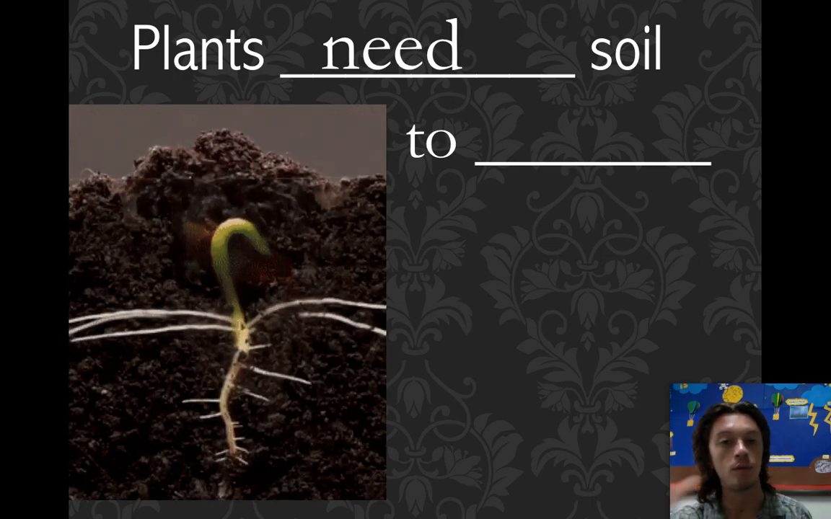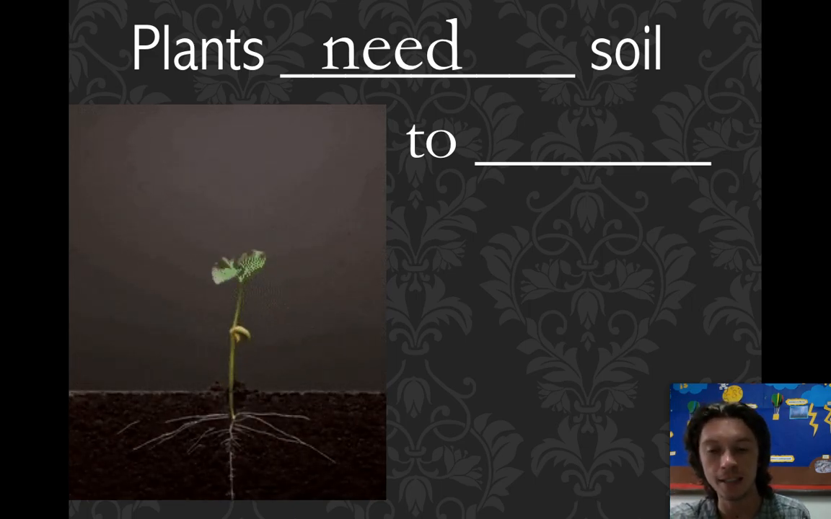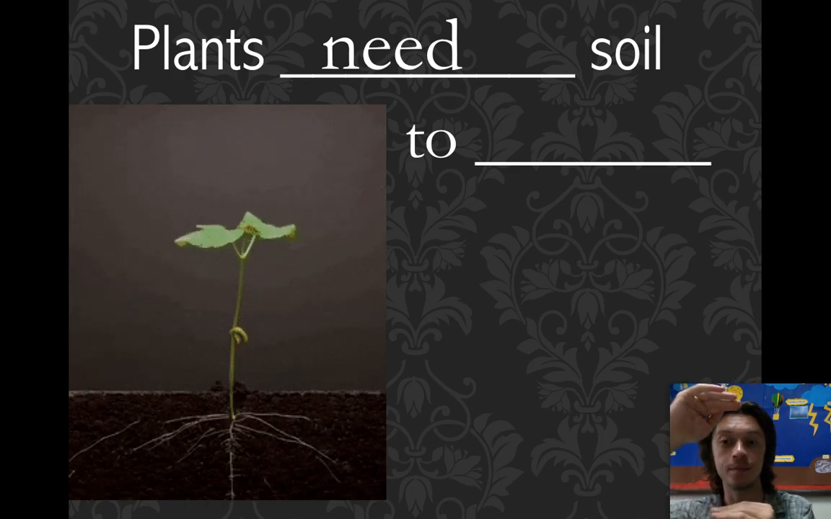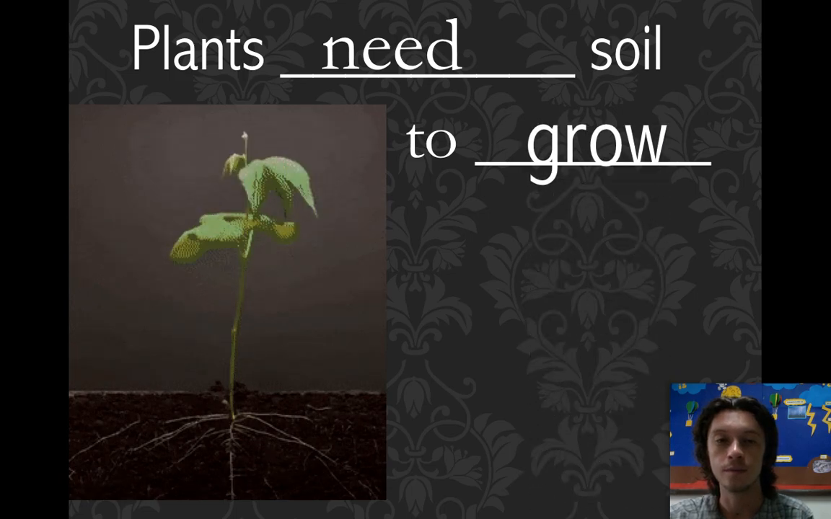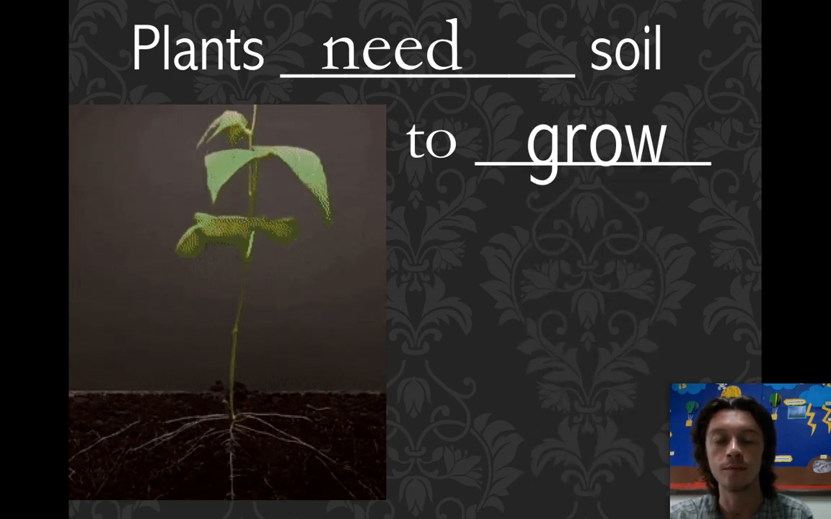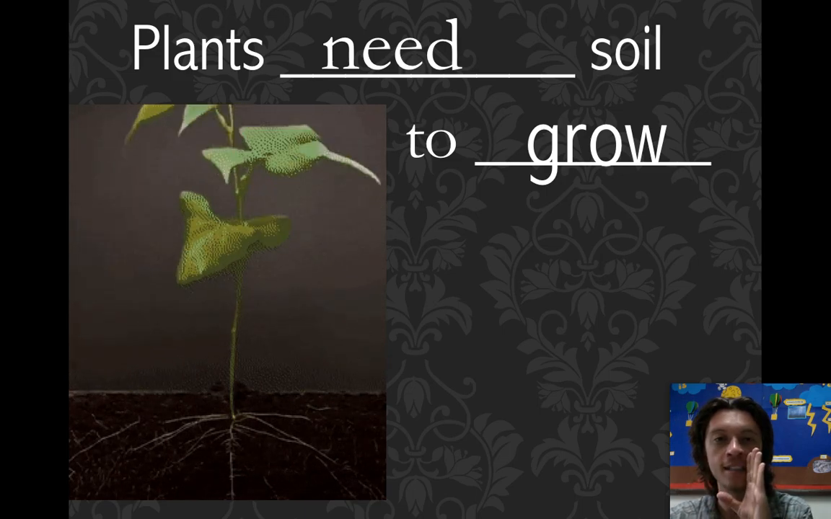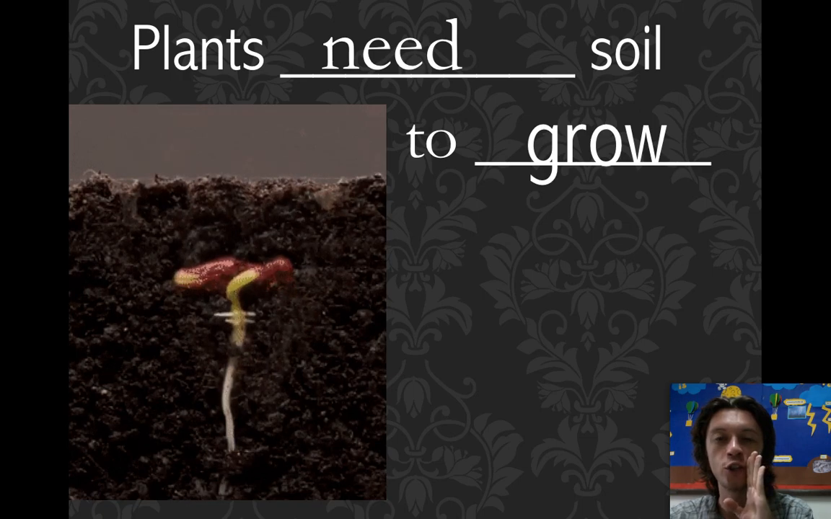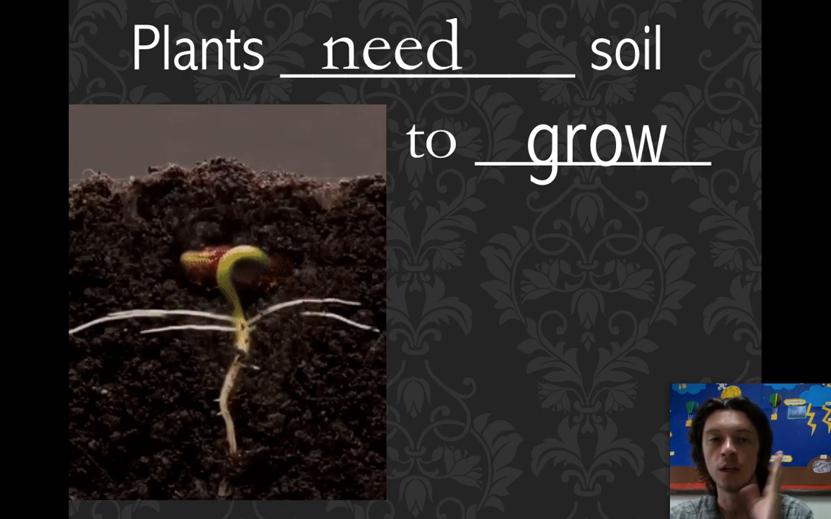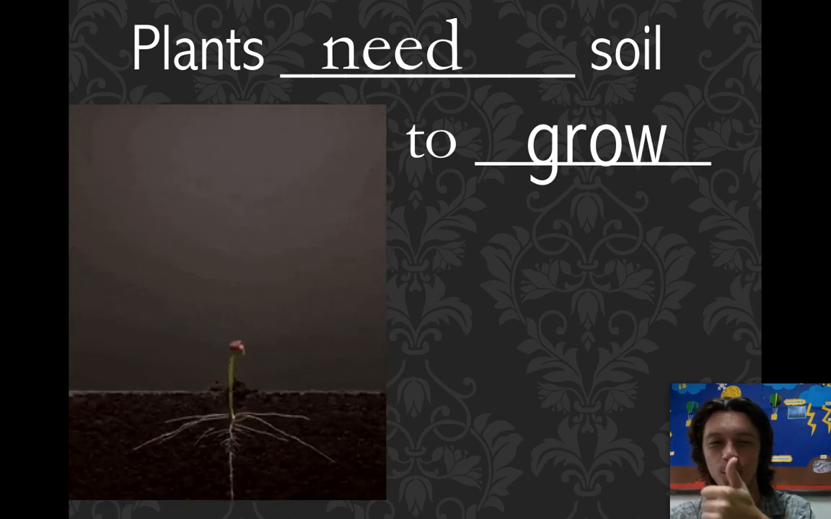Again, review. From last lesson, we know that plants start small and get very big. We say grow. So all together, plants need soil to grow. Good.